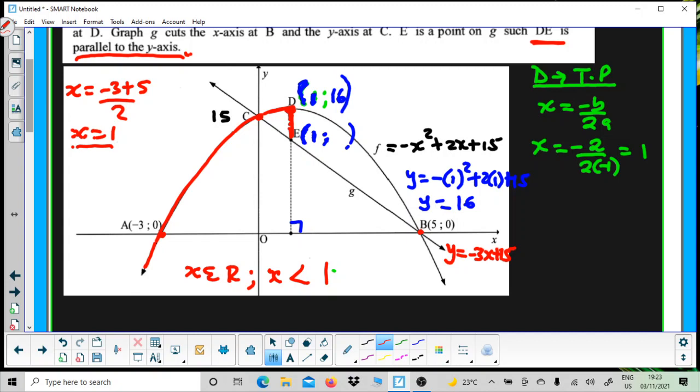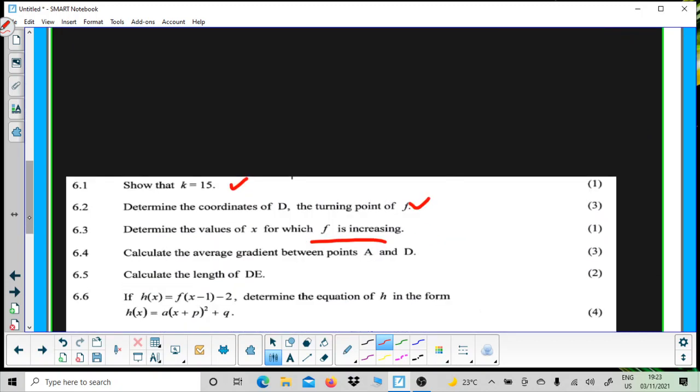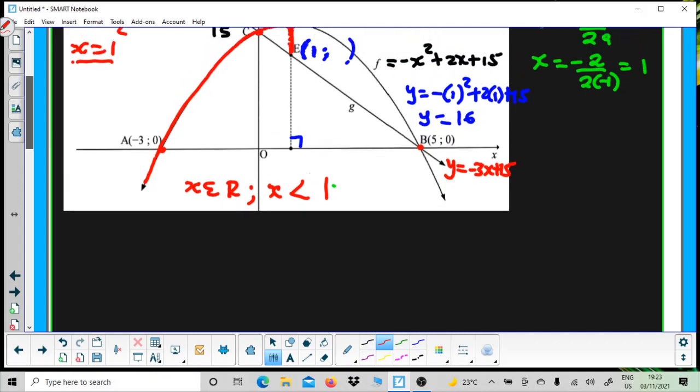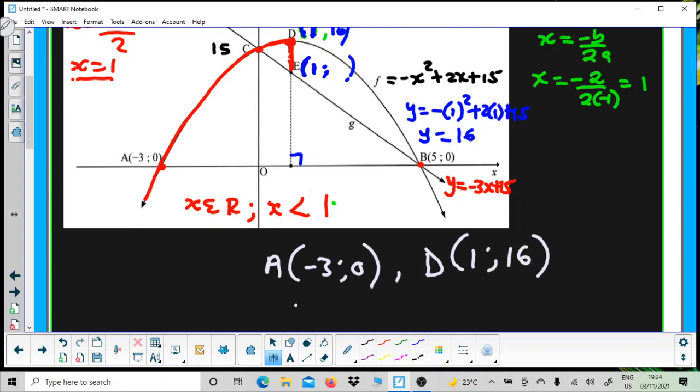All right, let's go and wind this question up. Let's finish it off just now. You are also supposed to calculate the average gradient between A and D. All you need is to know where A is and where D is, and things will be fine. So let's find the coordinates of A and D. Seriously, they are all there. Can you see? We have A, which is -3 and 0, and D here, which is 1 and, did you say 16?